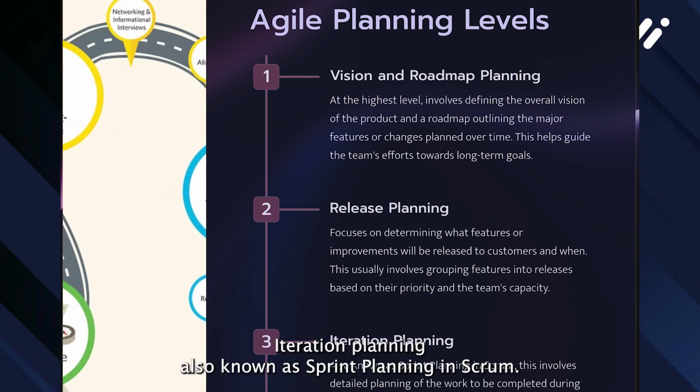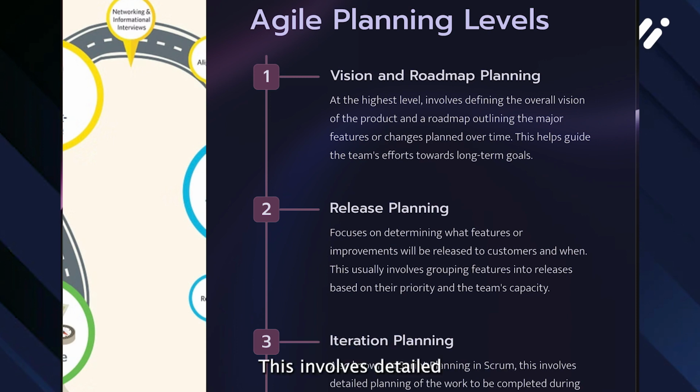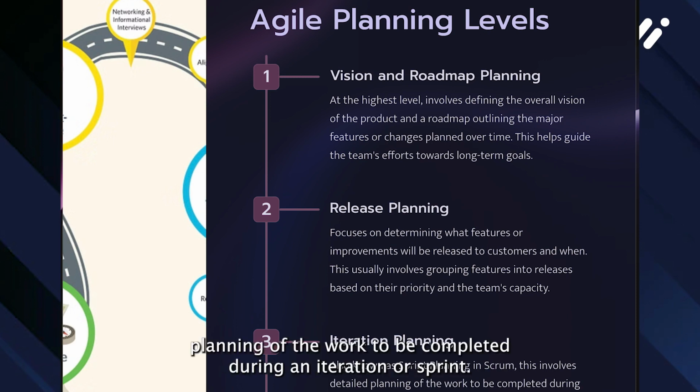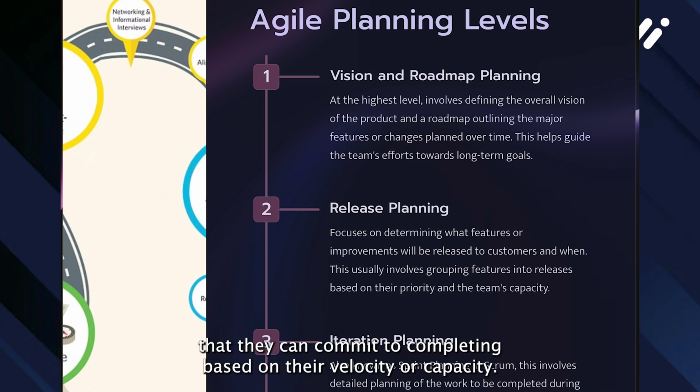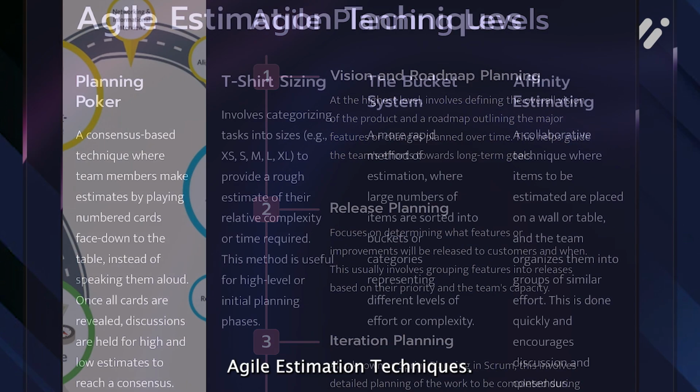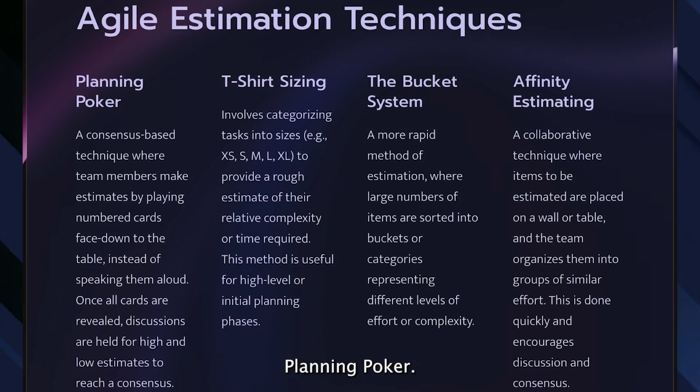Iteration planning, also known as sprint planning in Scrum. This involves detailed planning of the work to be completed during an iteration or sprint. The team selects items from the product backlog that they can commit to completing based on their velocity or capacity. Okay, Agile estimation techniques. Planning poker.